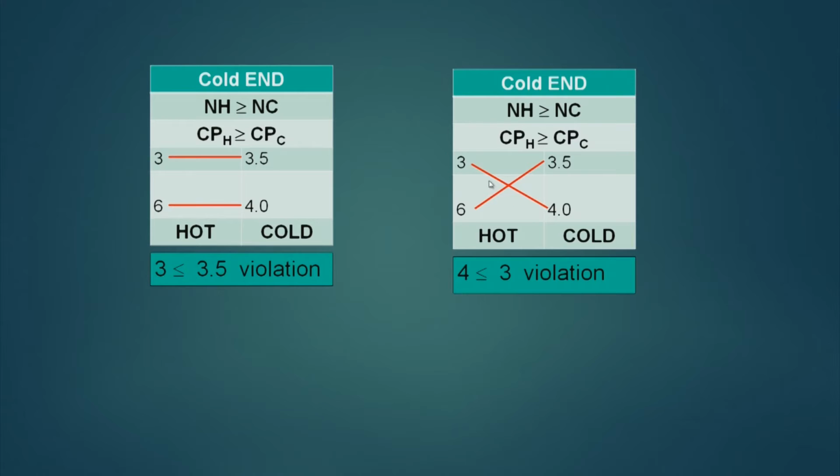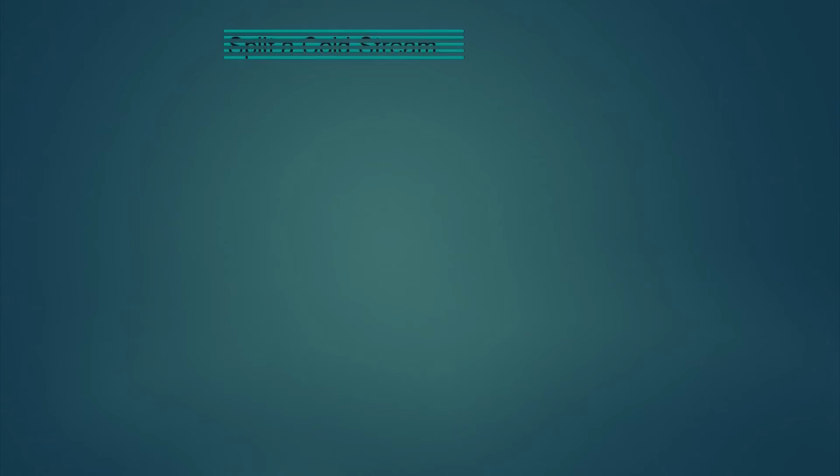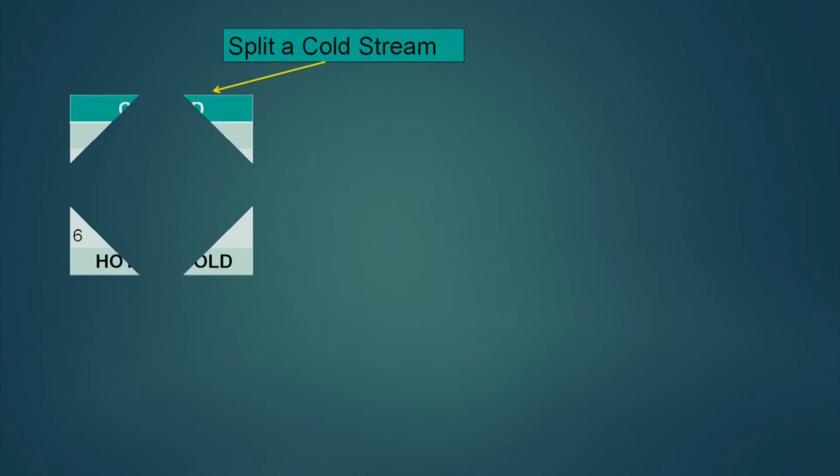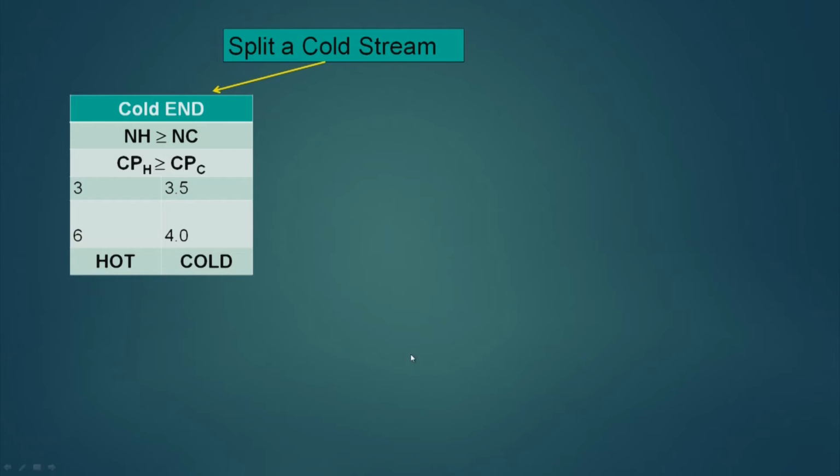Now, if I am matching like this, then there is another violation. Here Cph is not more than Cpc. So, there are 2 violations. Now, if the violations take place like this, then I have to split a cold stream. So, what I will do, I will split a cold stream, that is I am splitting 3.5 in 2 parts, one has a Cp of 5 and another 3.5 minus 5.